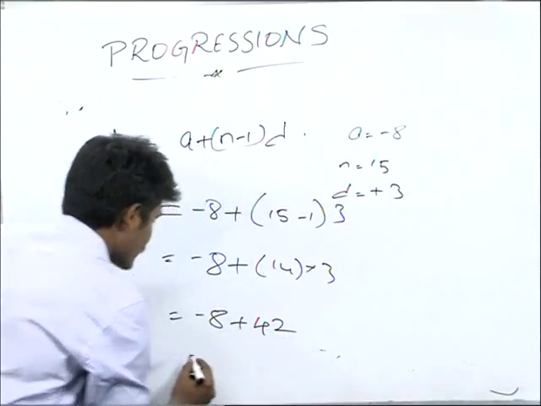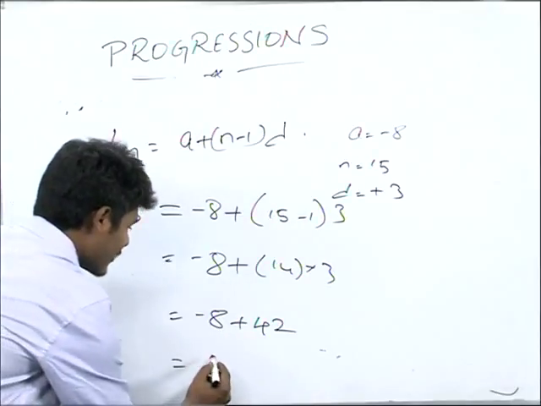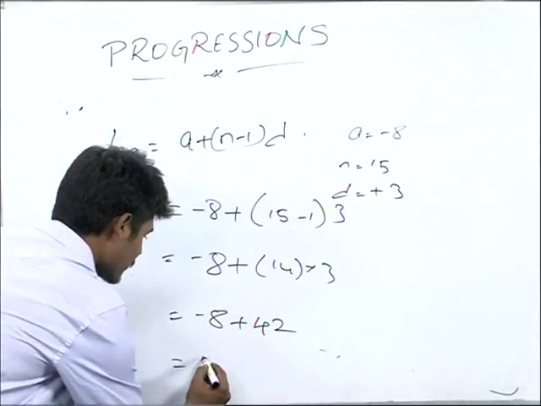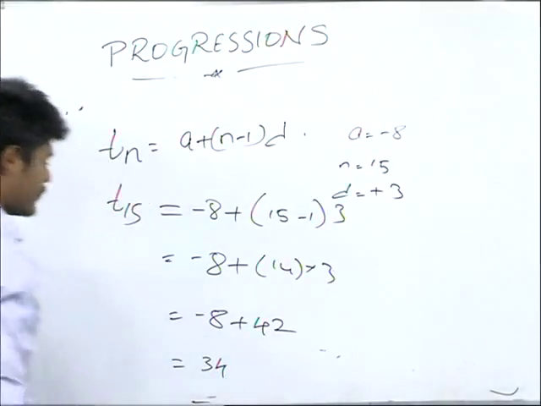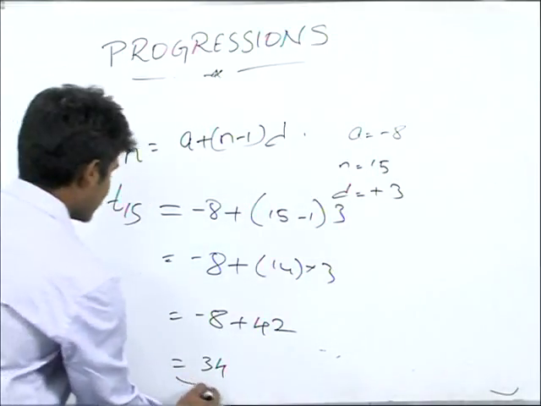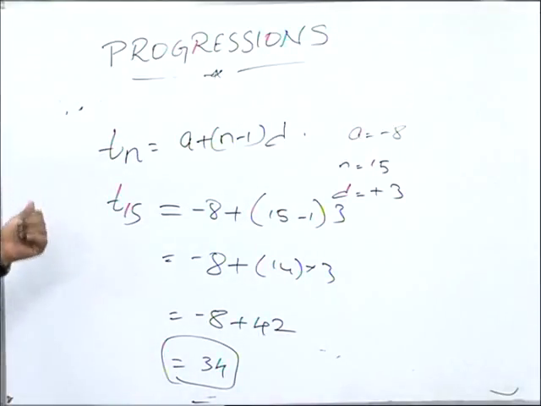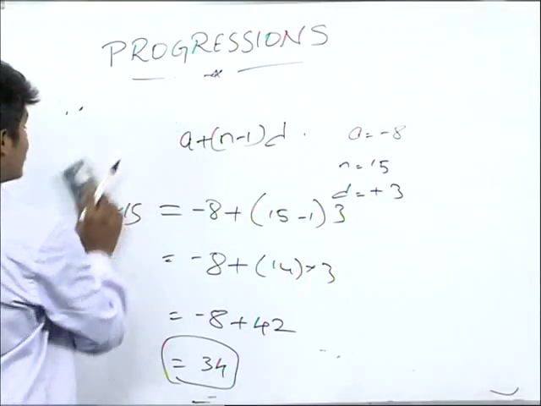Minus 8 plus 42. This becomes a sum of 34. Yes, this is the final answer. This is the nth term, that is the 15th term of the series, is 34. So we can find whatever term they ask in the exam.